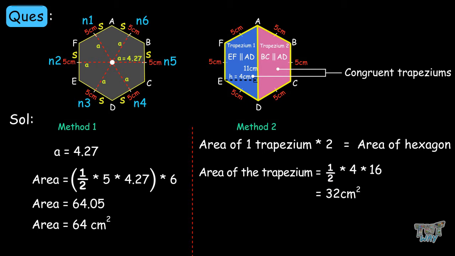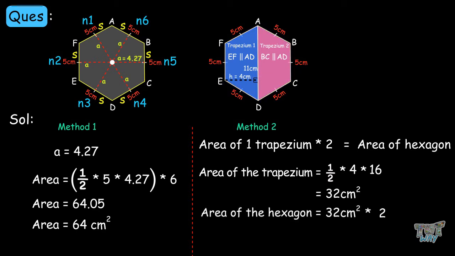Therefore, they are congruent. So you can multiply 32 with 2 to find the area of the hexagon, and you will get 64 centimeters squared. So 64 centimeters squared is the area of this hexagon. And you can calculate it using the other method, method 1.